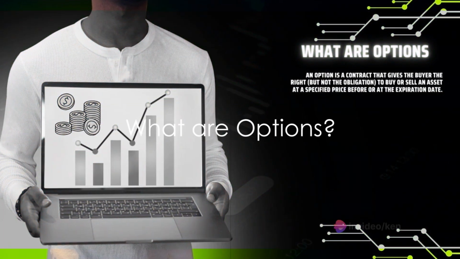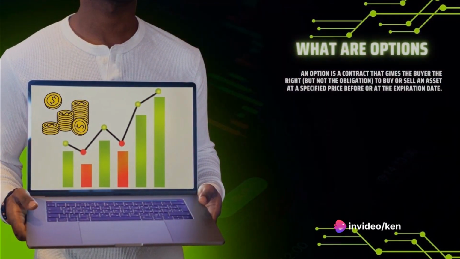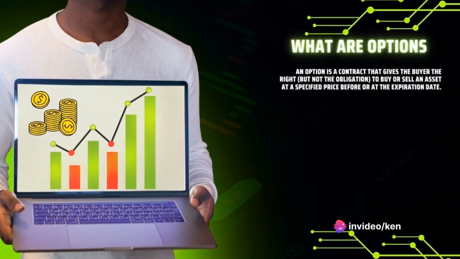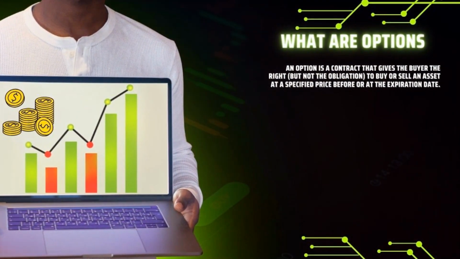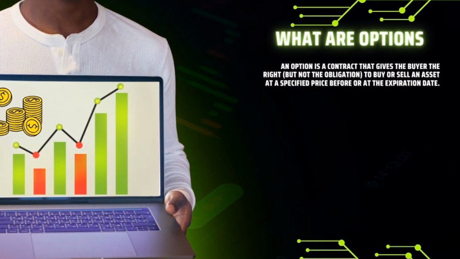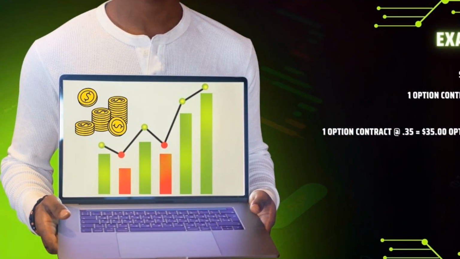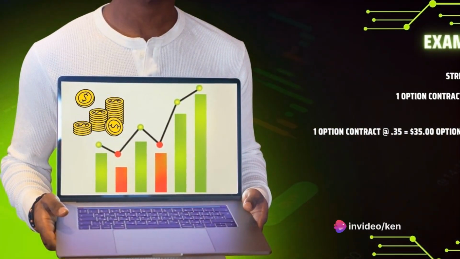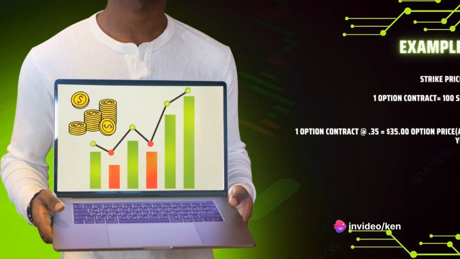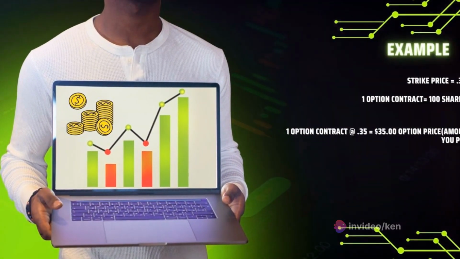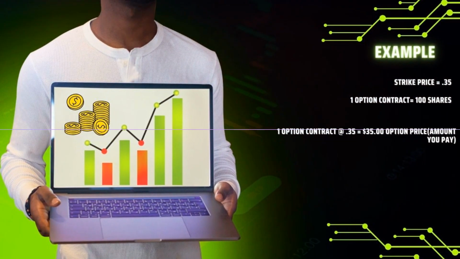Now let's unravel the mystery of options trading. So, what exactly are options? In the stock market, an option is a contract that gives the buyer the right, but not the obligation, to buy or sell an asset at a specified price before or at the expiration date. Remember, every one option contract holds 100 shares. Example: if the option contract costs 35 cents, in reality it's 35 cents times 100 shares, so the cost is $35.